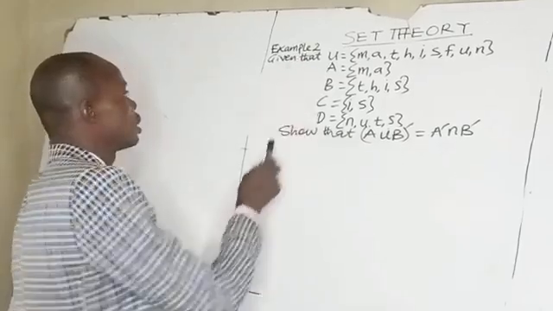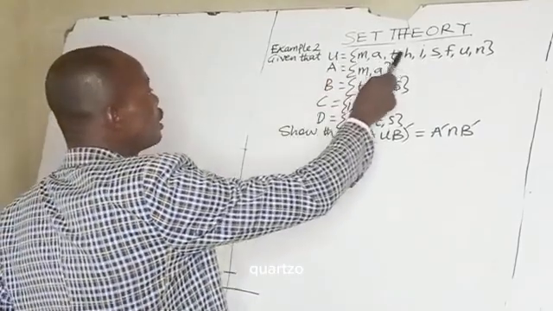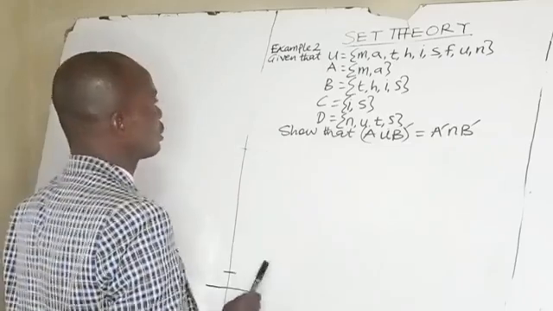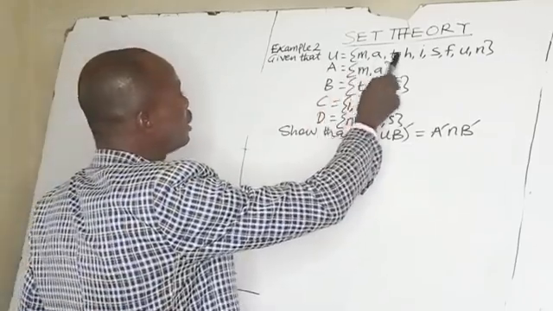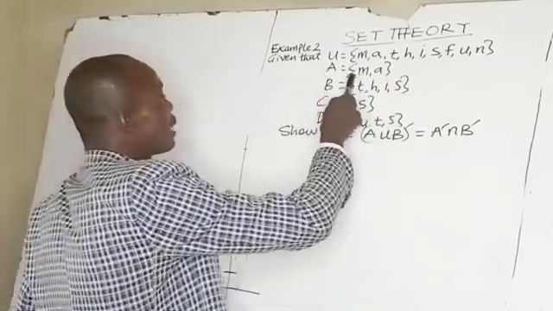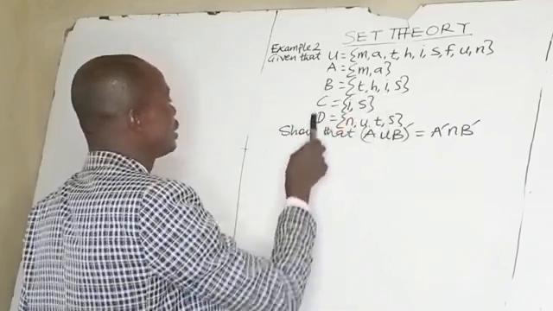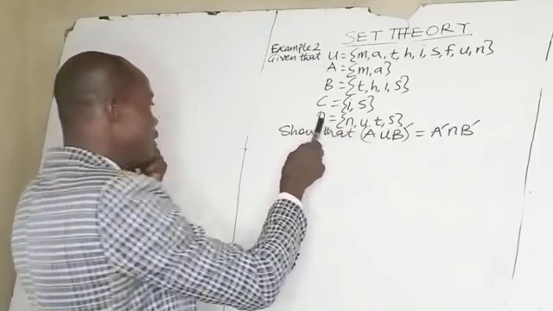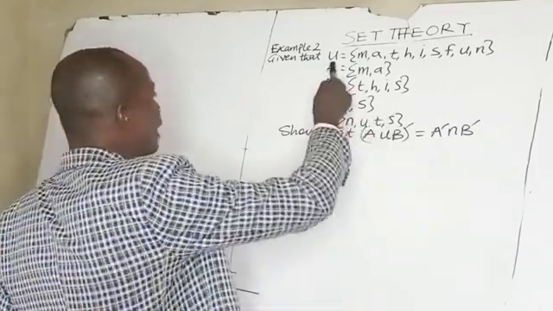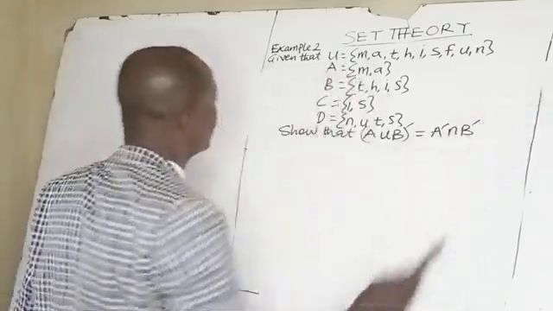Example 2. Given that U equal to MATHISFUN, U is the universal set. So we have that to be MATHISFUN. Set A, we have the members to be M and A. Set B, we have THIS. Set C, we have IS. Set D, we have FUN. You can see that all members of sets A, B, C, and D are all contained in the universal set.